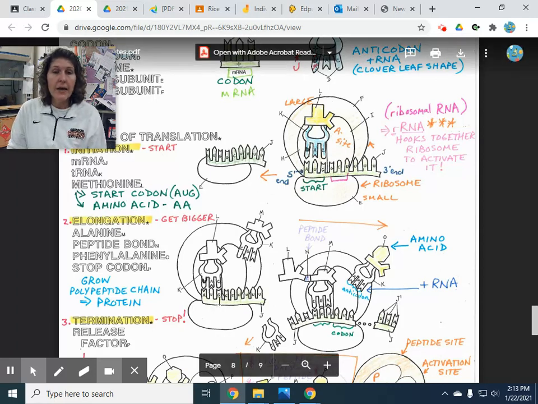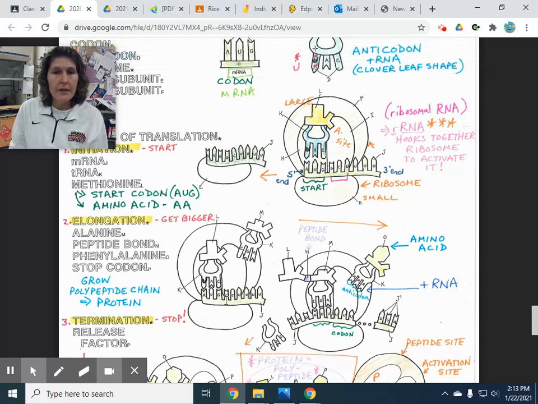We said, okay, now the ribosome's reading my next codon, GCU. Here comes my complementary anticodon. G goes with C, C goes with G, U goes with A. It's going to come in and lock into place. What's going to happen now is my 2 amino acids are going to bond together. They are creating a peptide bond between 2 amino acids. Everything shifts down.